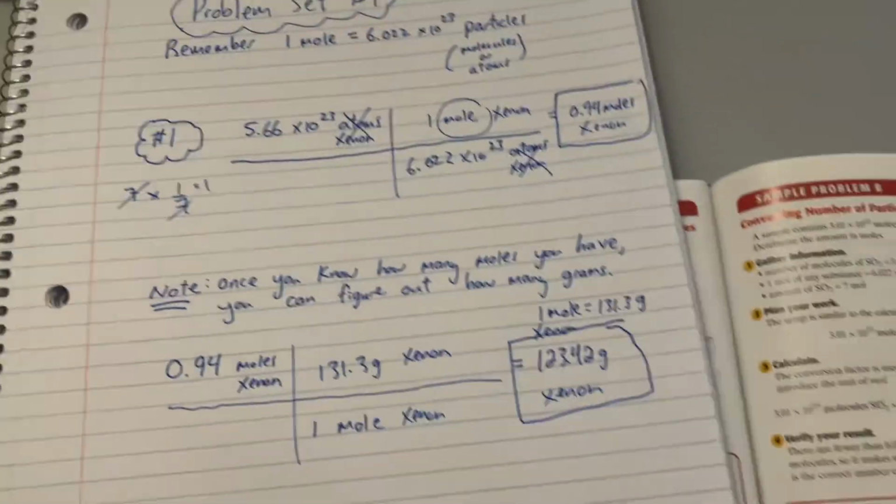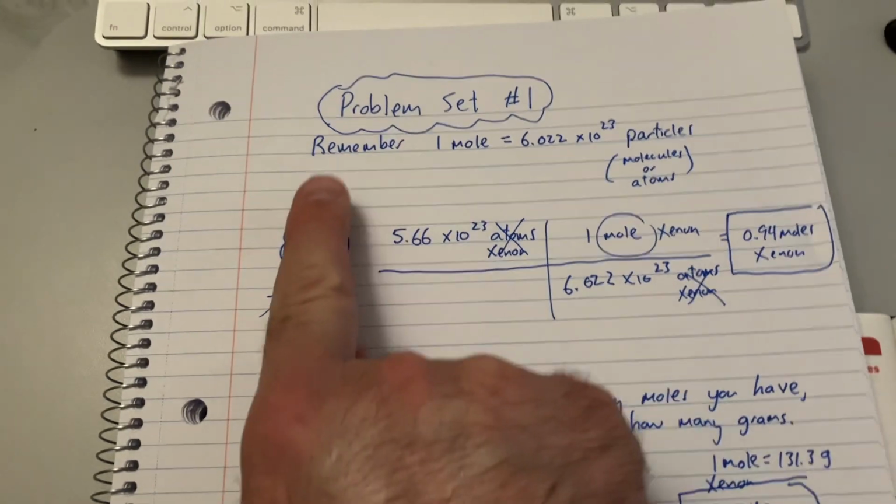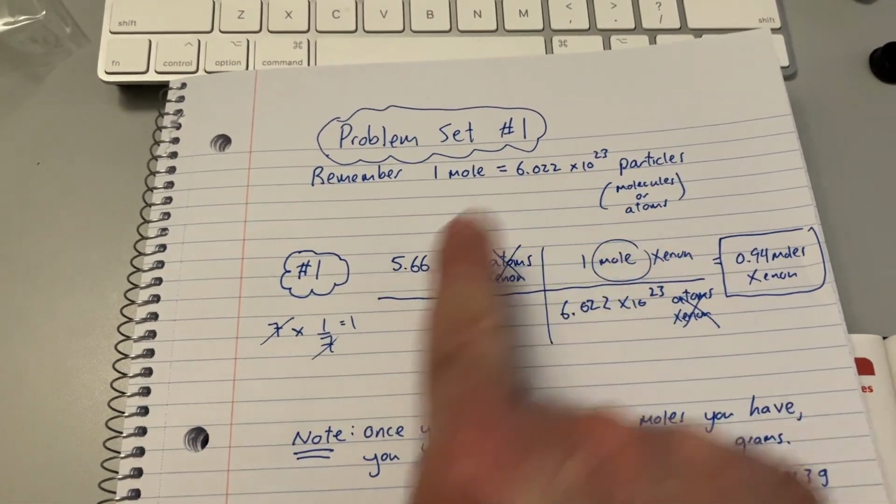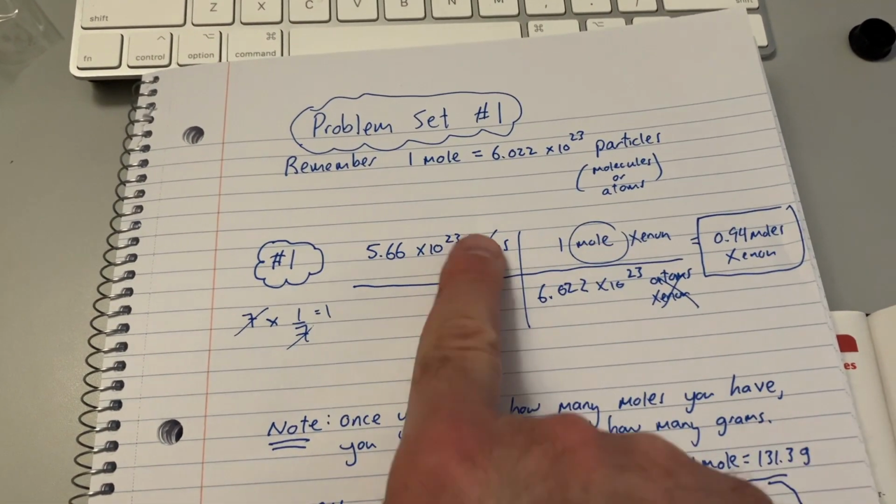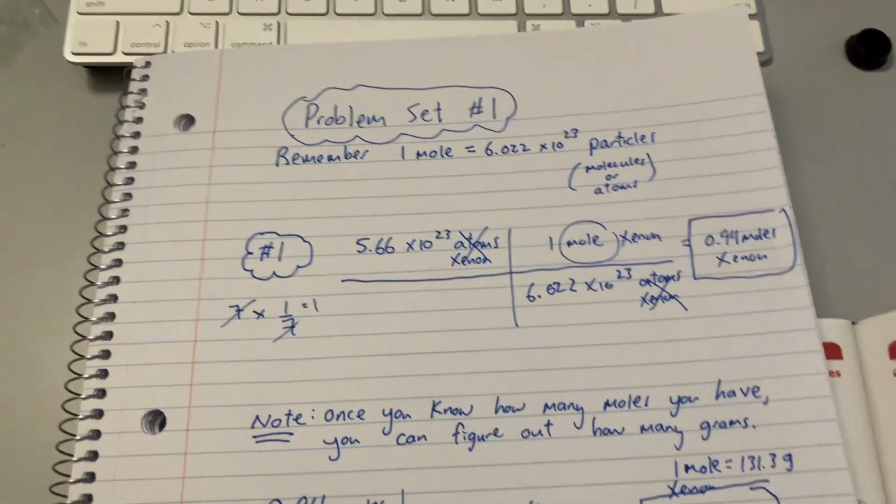Good luck. Email me if you have any questions, okay? But the big thing is this. You're just basically using this ratio right here and deciding how to put it so that it cancels off properly so you're left in the thing they're asking for. Good luck.